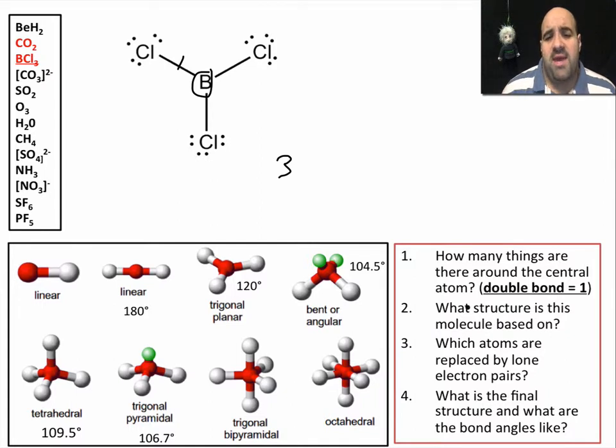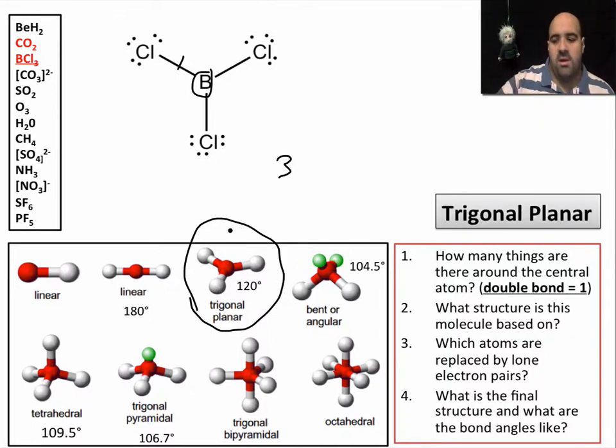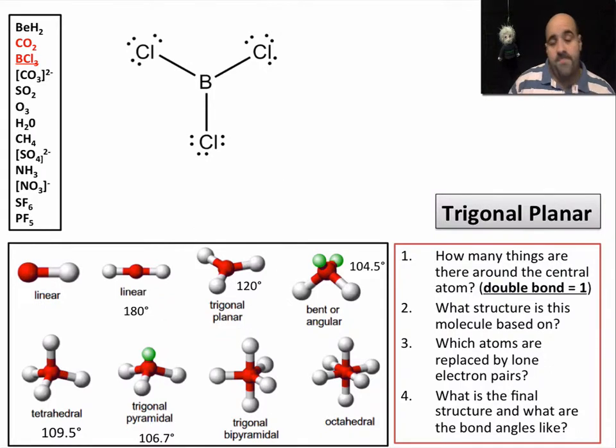What structure is it based on? Which picture has a central atom with three things around it? Well, there's actually one here. And there is another one, but this has something else. It has three atoms around it and a lone electron pair, which is what those green things are. So we're going to stick with the trigonal planar. Which atoms are replaced by lone electron pairs? We don't have any lone electron pairs around boron. So the final molecular geometry is trigonal planar, and the bond angles are 120 degrees.